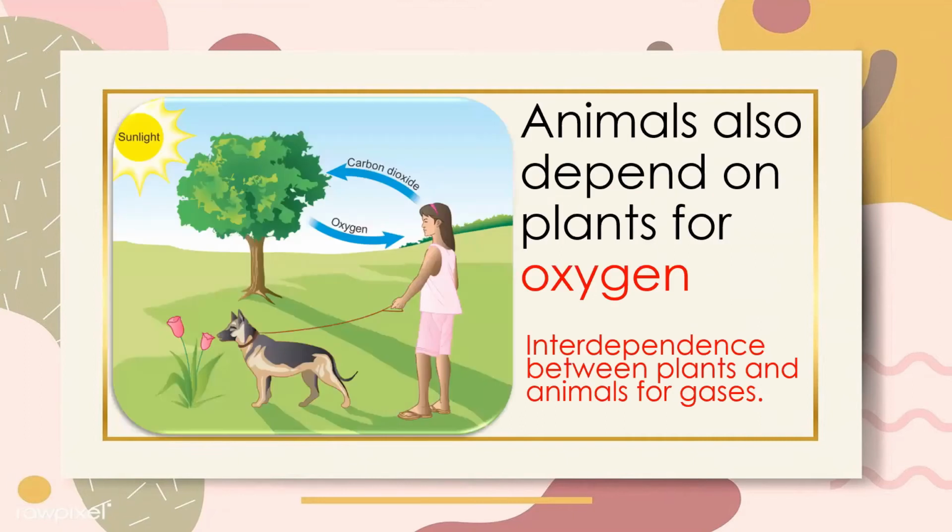The next one, animals also depend on plants for oxygen. Animals and humans depend on plants for oxygen. Plants also need humans and animals for carbon dioxide. So this is the interdependence between plants and animals for gases.